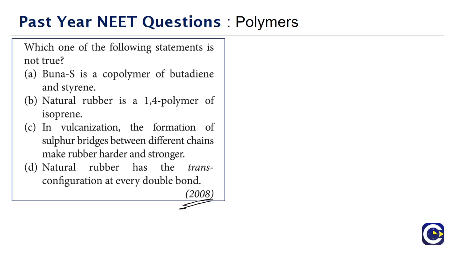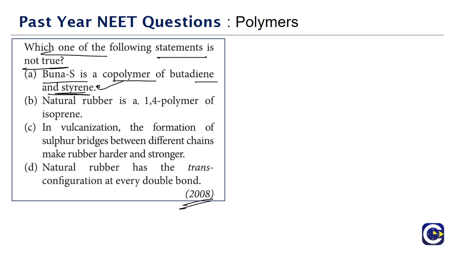Next we have a question about the rubber. This has come in 2008. Which one of the following statements is not true? Buno-S is a copolymer of butadiene and styrene. So Buno-S is also called as what? Styrene rubber, because it has got styrene as the monomer. Okay. So the option A is correct.